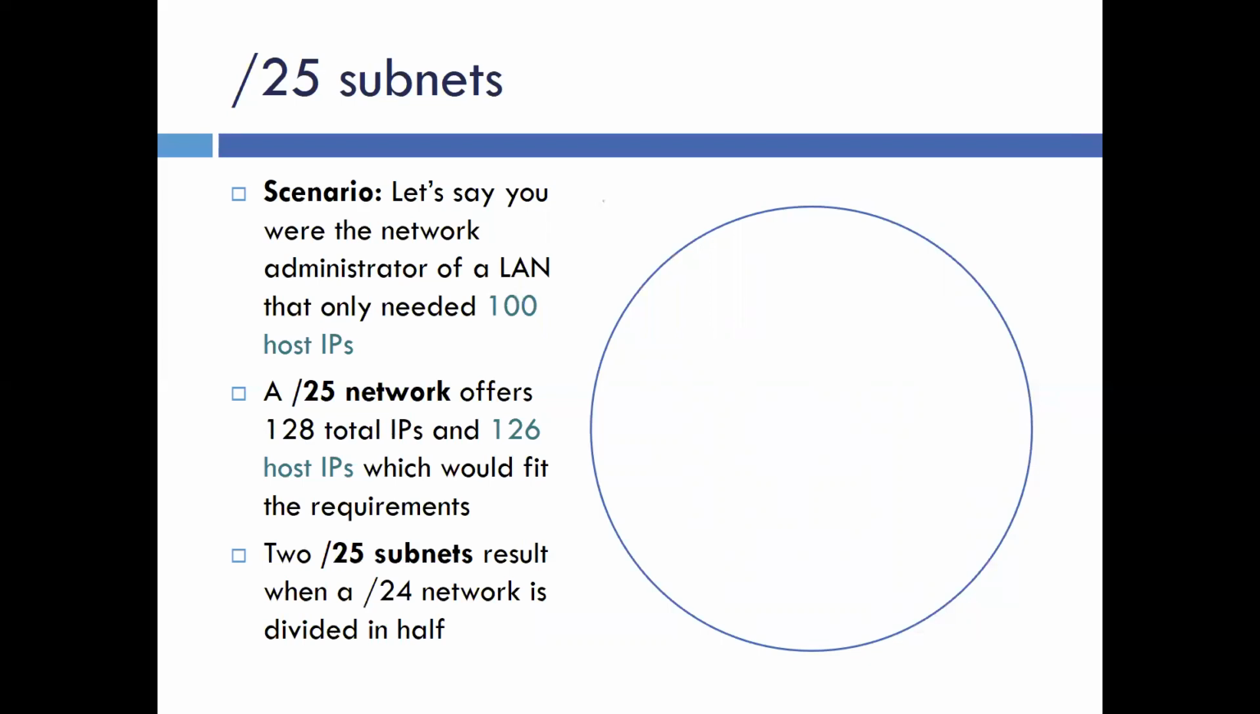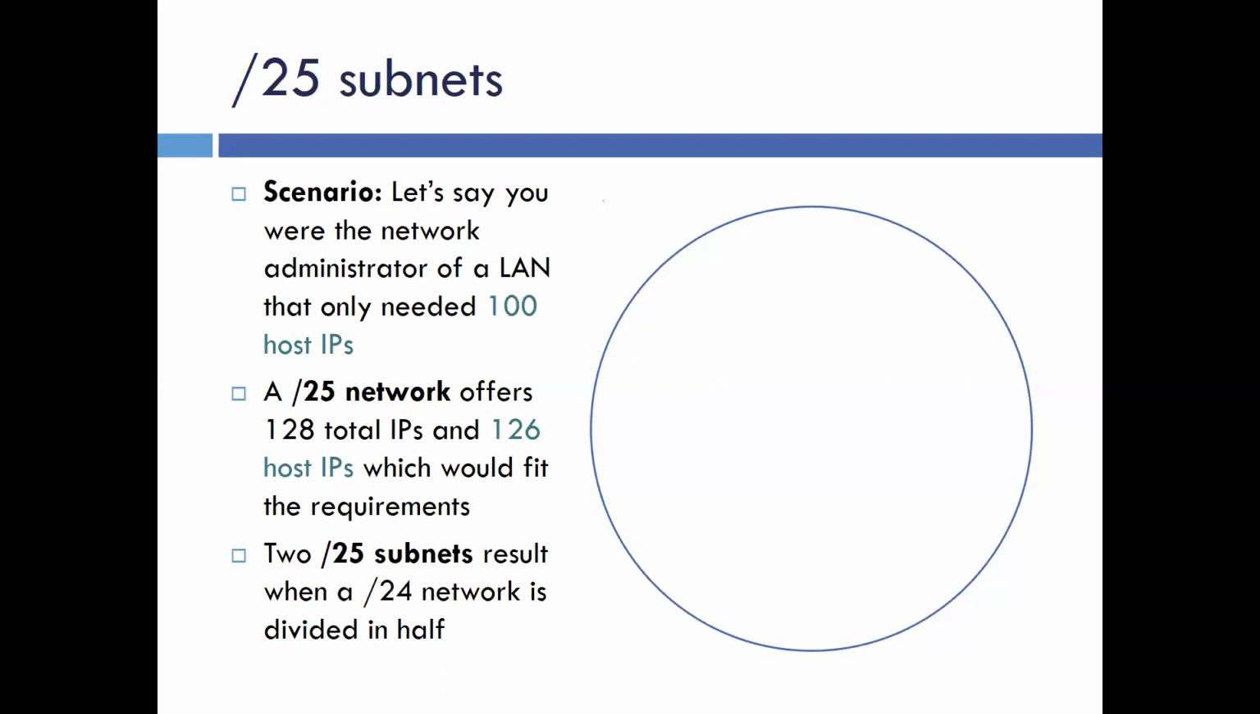Our next option for a smaller subnet than /24 is a /25. A /25 network offers 128 total IPs and 126 host IPs, which would better accommodate this LAN.